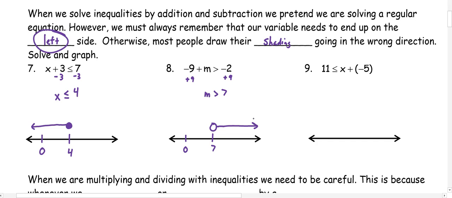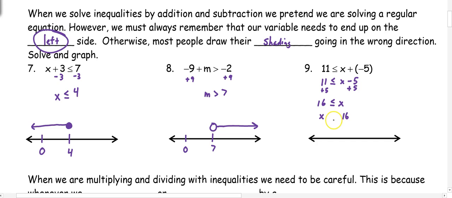Number 9, so we have 11 is less than or equal to x plus negative 5. Because it's plus negative 5, we need to rewrite it as x minus 5. In order to get x by itself, we're going to add 5 to both sides. So 16 is less than or equal to x. Now, we can't graph this yet because our variable is not first. So in order to get the variable first, we're going to switch the x and the 16, which means we also switch the direction of the sign.